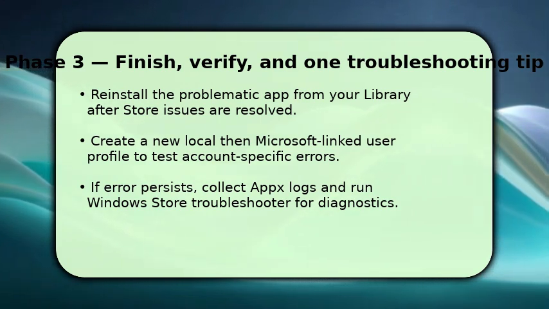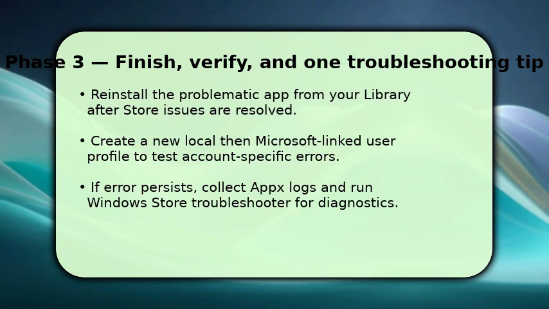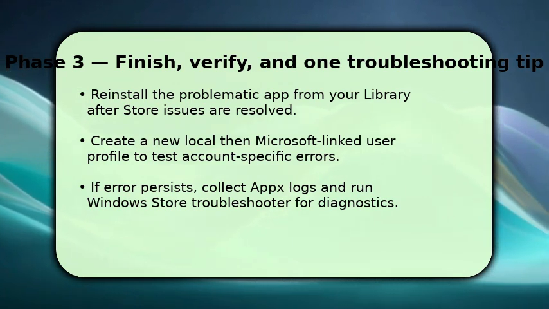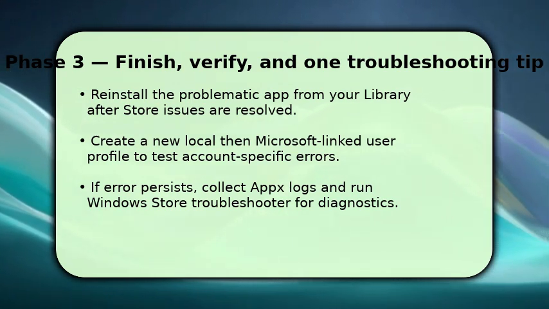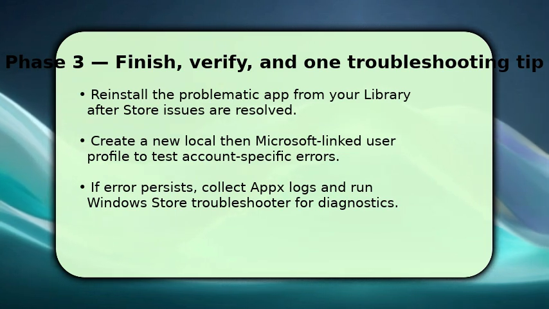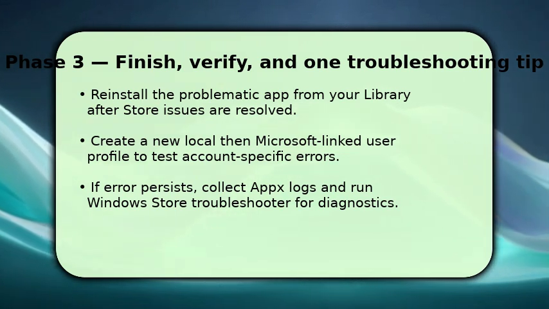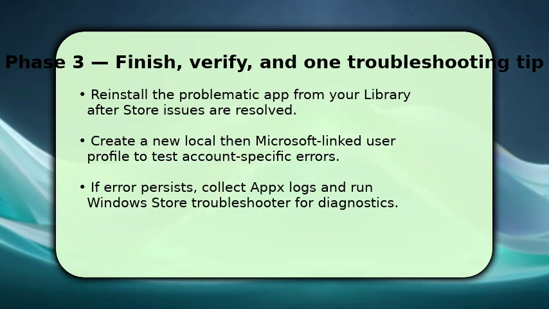If you still get 0x803f8001, run the built-in Windows Store troubleshooter and gather app logs. These logs help pinpoint licensing or package errors. One tip: try installing on a clean test account before escalating to support to show reproducible failure.